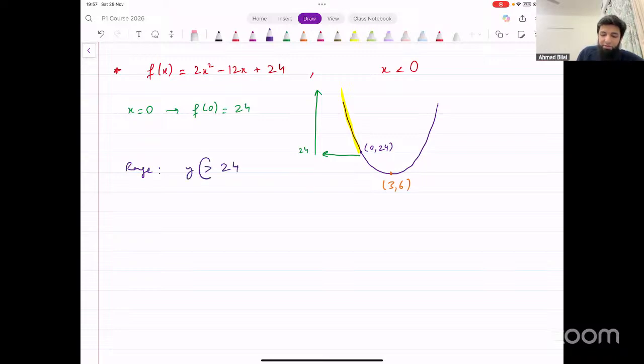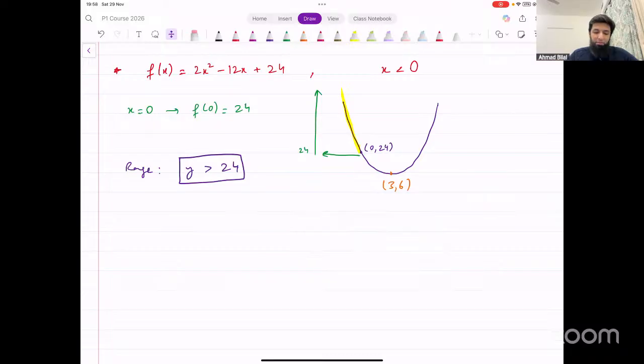Do we put an equal to sign with this? No, because 24 is the y value corresponding to an x value of 0. And 0 was not included here. There was no equal to sign with that. So we don't put an equal to sign with 24 here as well. So the range is y greater than 24. That's the range of the function. Okay. So once you make the graph, it becomes fairly straightforward to understand.